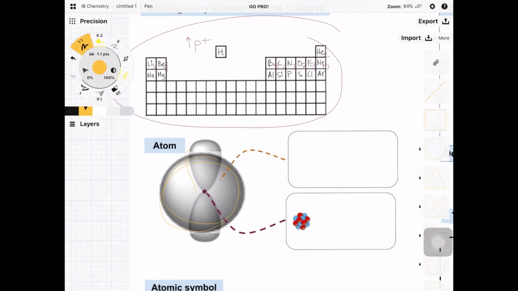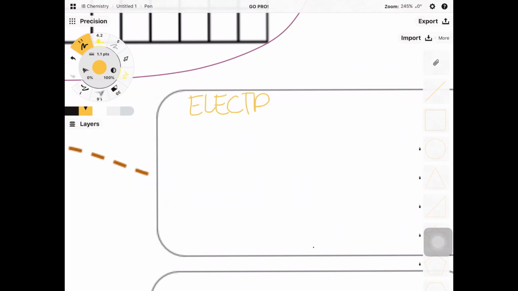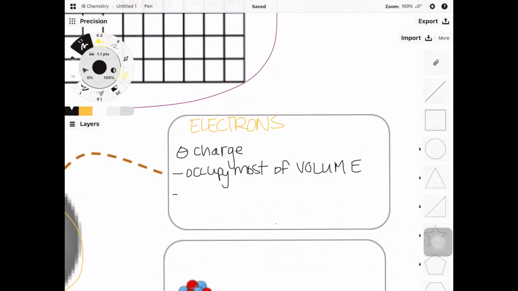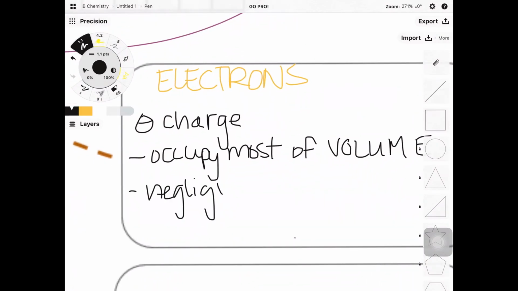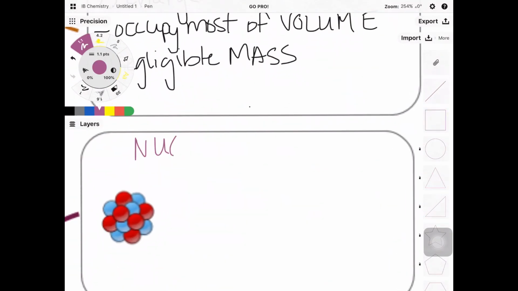If we're to look at an atom, those big poofy shapes are electrons. So they're electron clouds. They have a negative charge and they take up most of the space. So they occupy most of the volume when we're looking at how big an atom is, but they're not very heavy. They're less than 2,000 times lighter than our neutrons and protons.